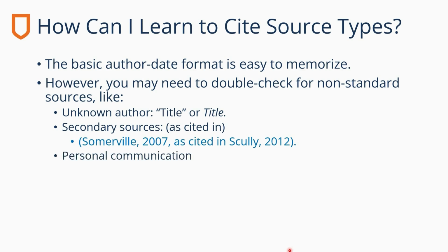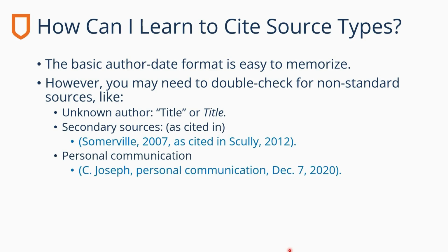And a final non-standard source type, important to note for in-text citations, is the personal communication. This could be a personal email, conversation, or other communication that you personally had with someone else. APA explains, because readers cannot retrieve the information, personal communications are not included in the reference list. They're cited in the text only. Give the initials and surname of the communicator and provide as exact a date as possible. So here's an example: C. Joseph, personal communication, December 7th, 2020.